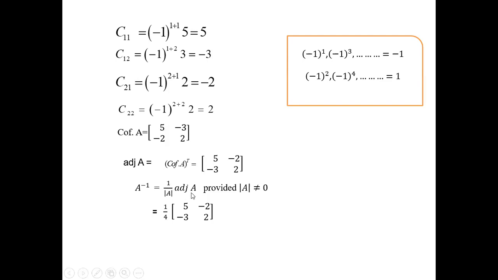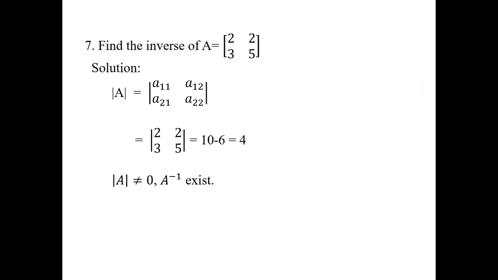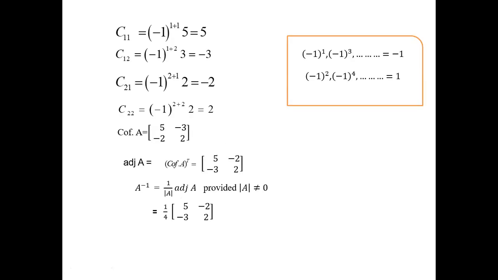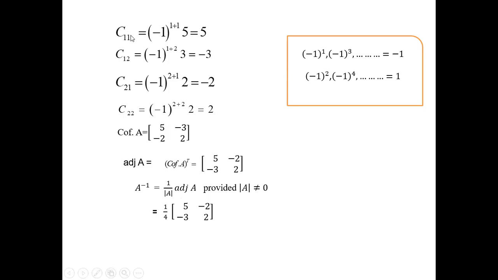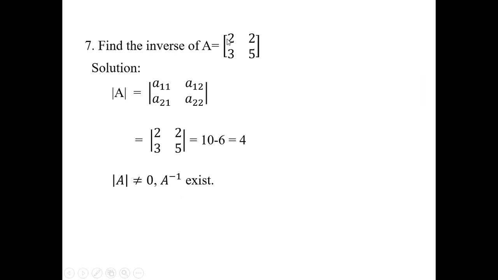What is the formula for A inverse? 1 by determinant A into the adjoint of A. We have already found the determinant. Then we go on to find the adjoint of A. The adjoint of A equals the transpose of the cofactor of A. What is the formula for the cofactor? Cij equals (-1) power i plus j into the minor Mij. Then C11, C12: (-1) power 1 plus 1. Here the minor of 2, leaving this row and this column, we can directly write the minor of 2 is 5. Similarly, the minor M11 is 5.